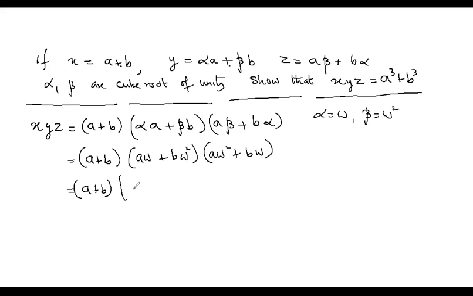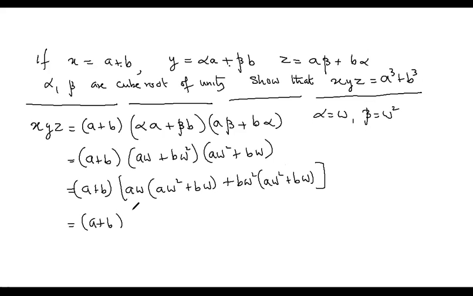Okay, so a omega will multiply a omega square plus b omega. B omega square will multiply a omega square plus b omega. So a plus b into a square omega cube, ab omega square, ab omega raised to 4, and b square omega cube.